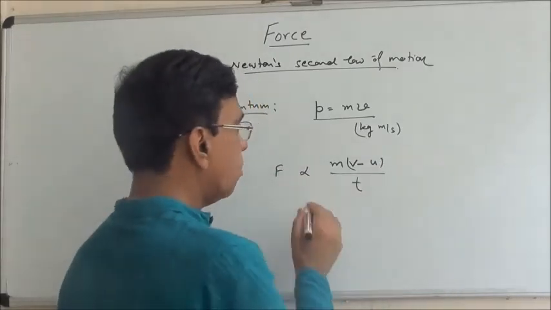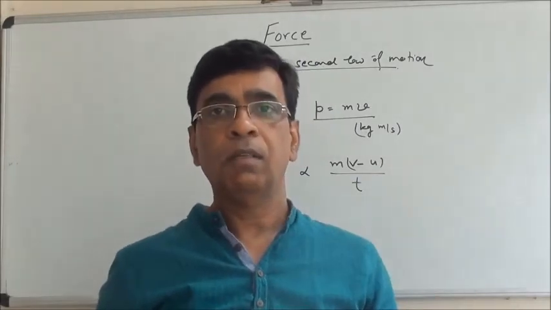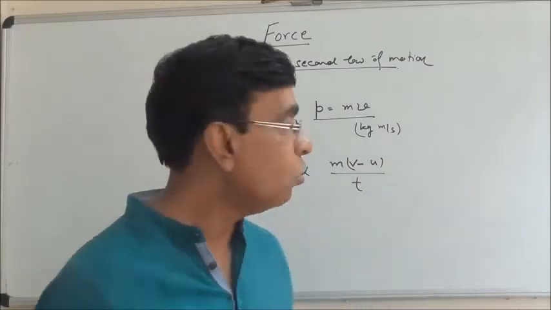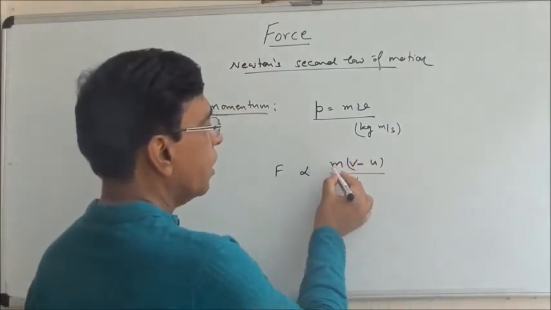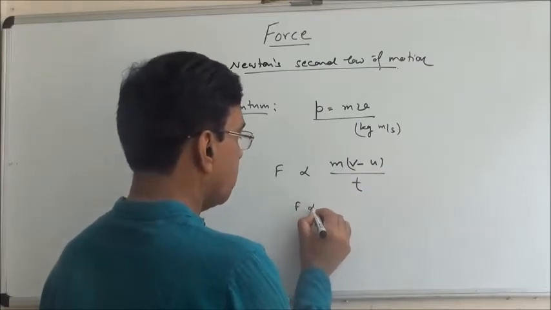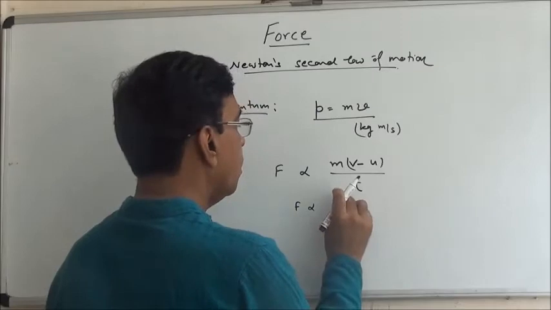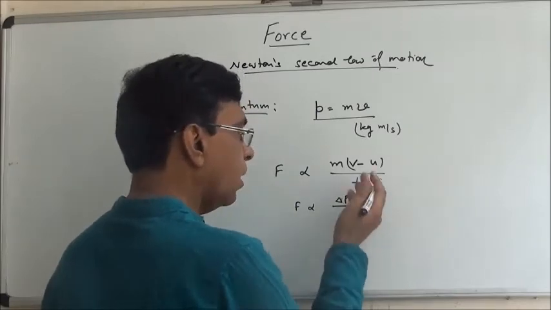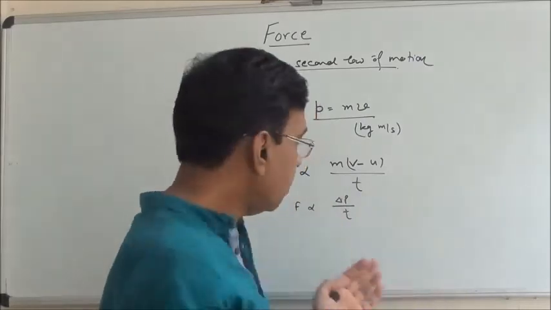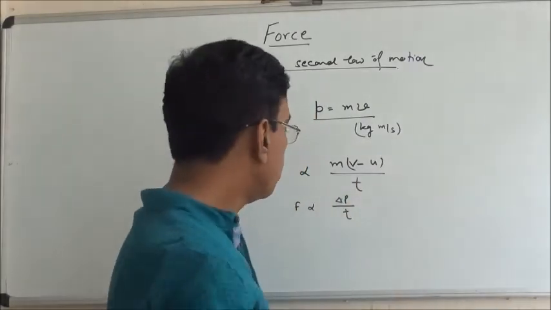So force applied depends on the mass of the body, the change in speed, and is inversely proportional to time. So here, that's why we said, this is the change in momentum. So F is proportional to change in momentum upon the time taken to change this momentum. This is the time in which speed is changed from U to V.